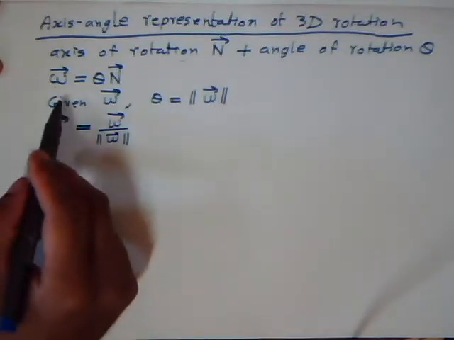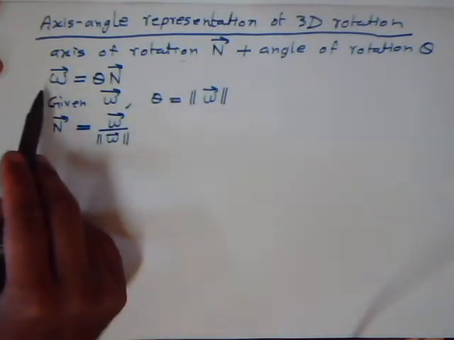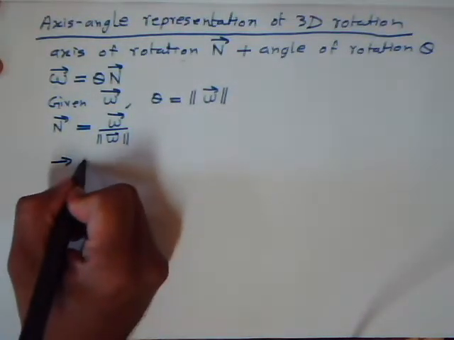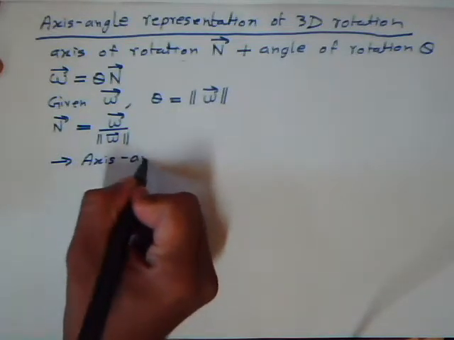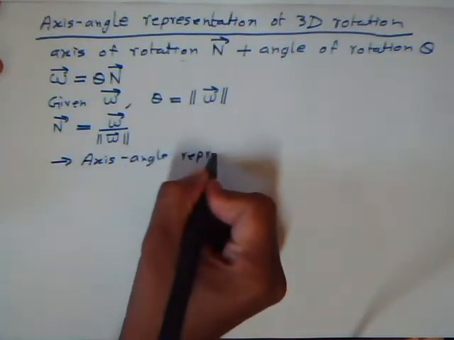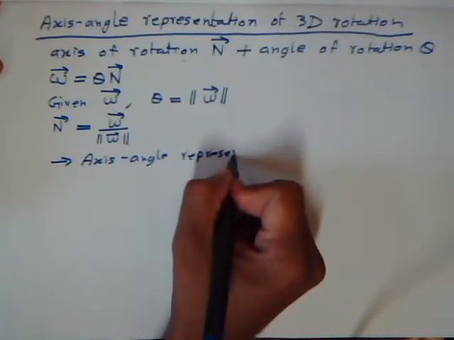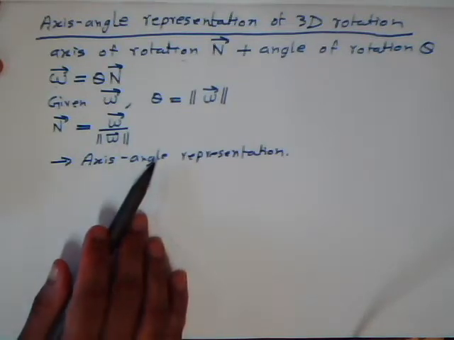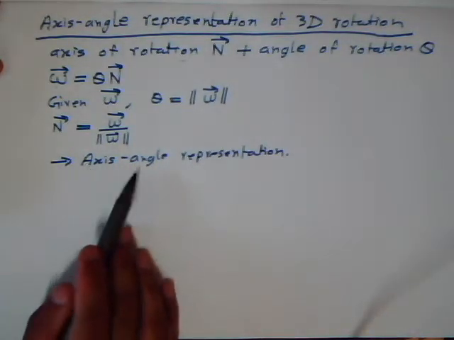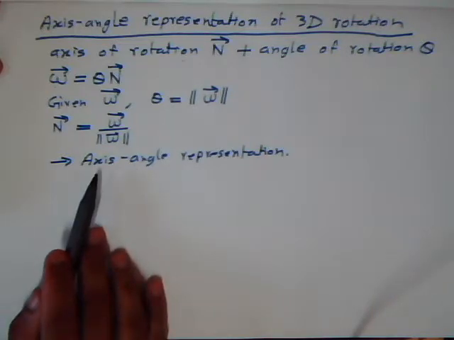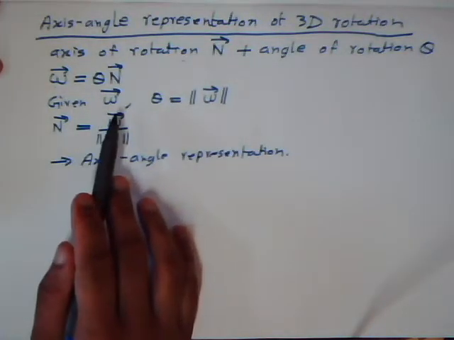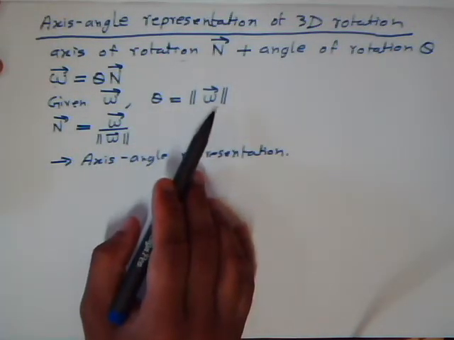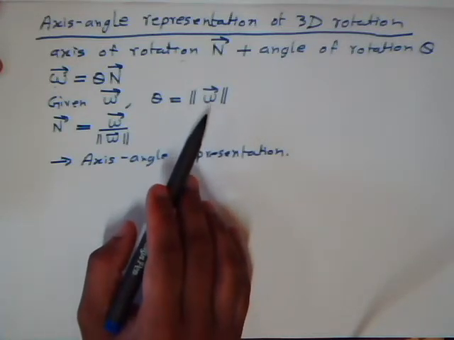So this representation of rotation is known as the axis angle representation, where instead of specifying the axis and angle separately, they are specified as their product, and given the product, they can be uniquely decomposed into the angle and its direction, that is the axis of rotation.